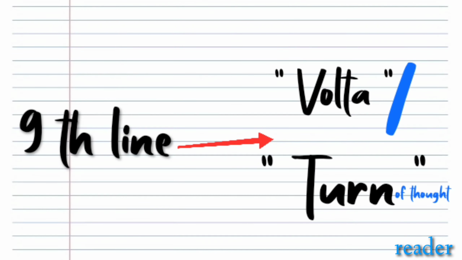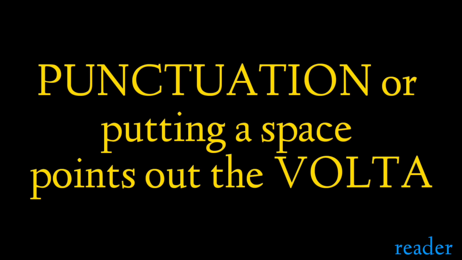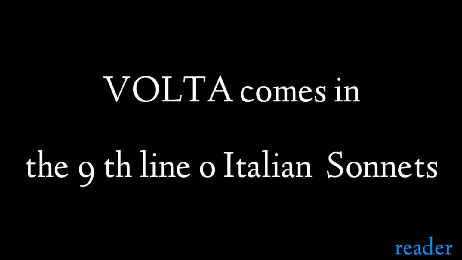The initial line of the sestet, or the 9th line in a sonnet, is called the volta. There we can see a turn in the thought, because here we can see a well-marked pause or a caesura. It may be marked by using punctuation or putting a space. The volta always falls in the 9th line in the Italian sonnet.